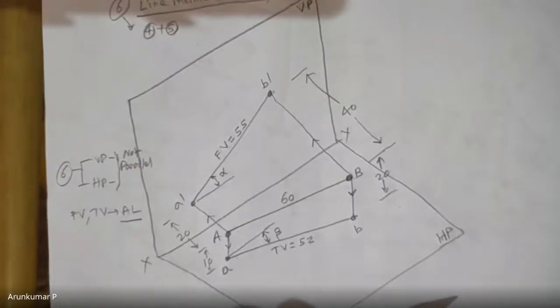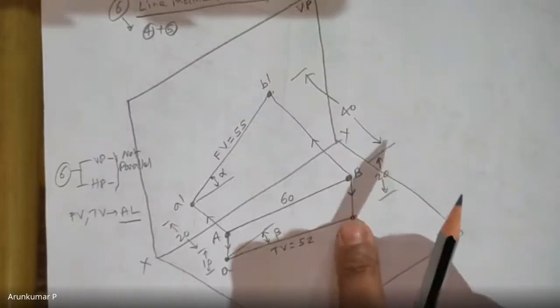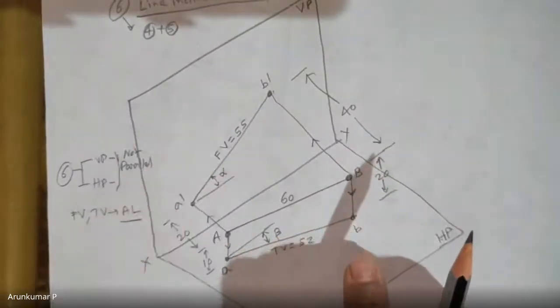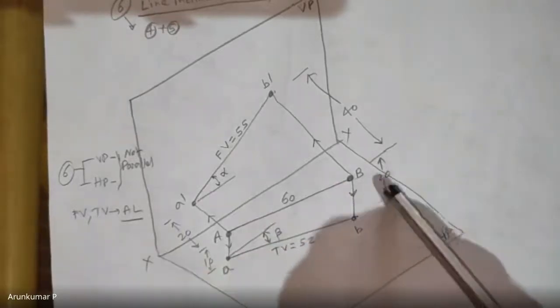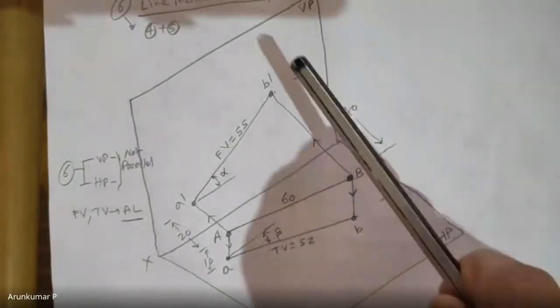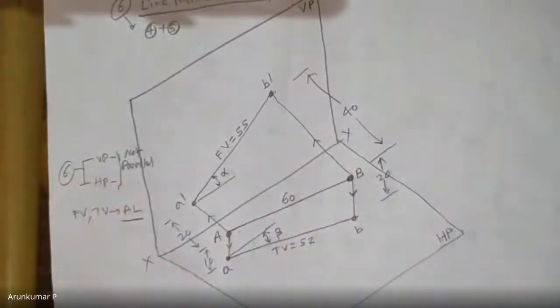Now the question is, okay, this is all fine. I have got the top view which is less than the true length. I have got the front view which is less than the true length. Is there any way by which I can get the true length in the front view and true length in the top view? Just like in the previous fourth and fifth case, we rotated and we projected. Is something like that possible?